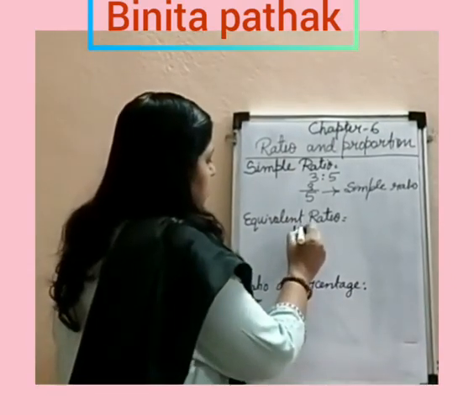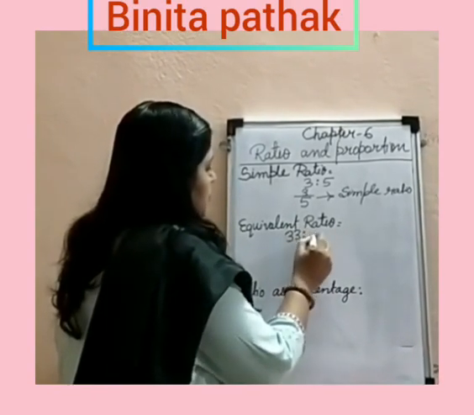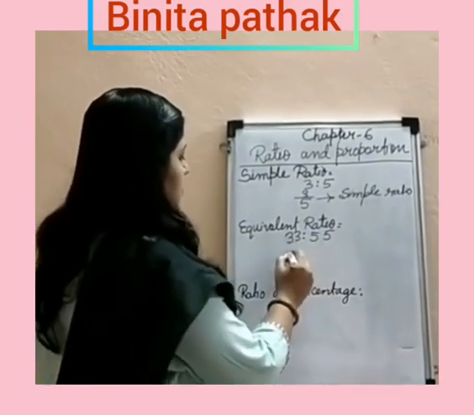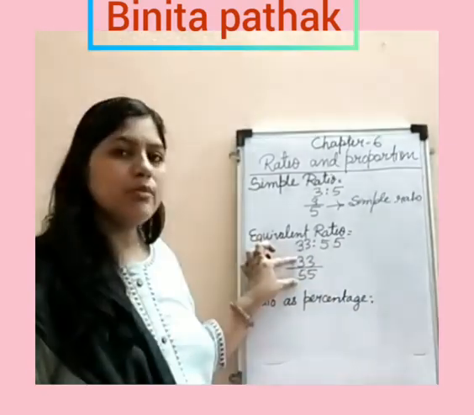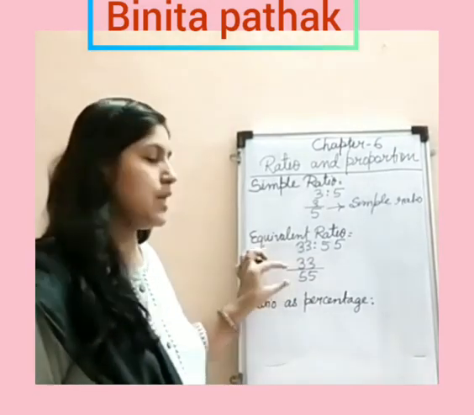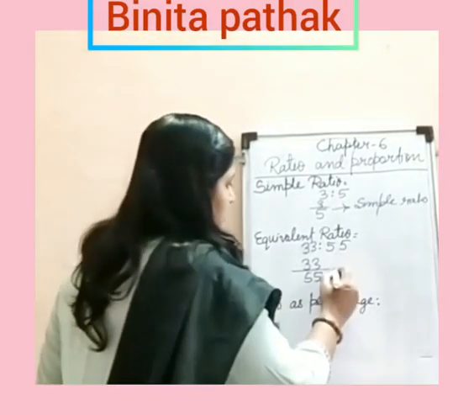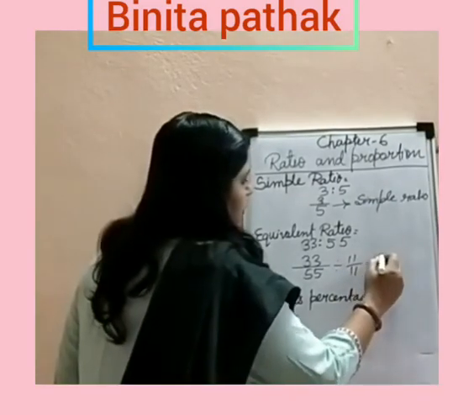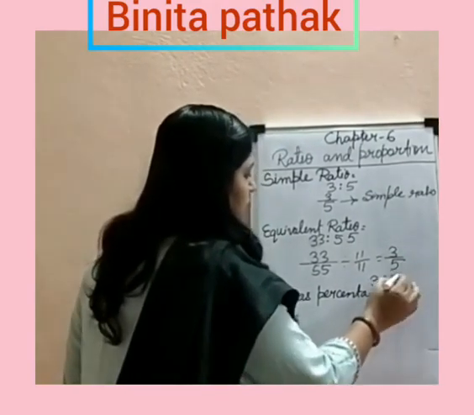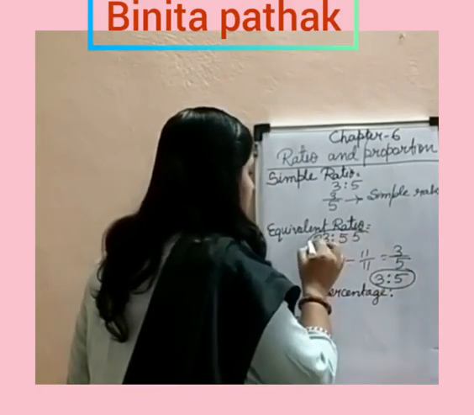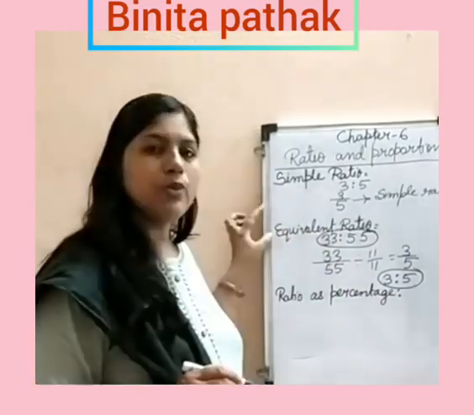Equivalent ratio. Suppose the number is given 33:55. We can also write it 33 upon 55. So the common number between 33 and 55 is 11. It means we can cancel 33 and 55 by 11. It will be 3 upon 5. It is 3:5. So 3:5 and 33:55, these two ratios will be called equivalent ratio.